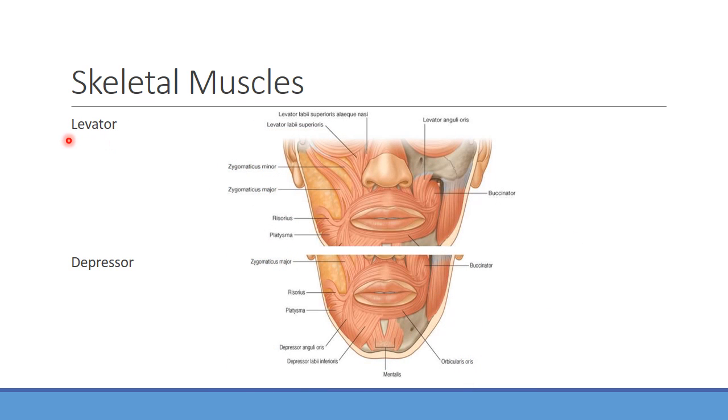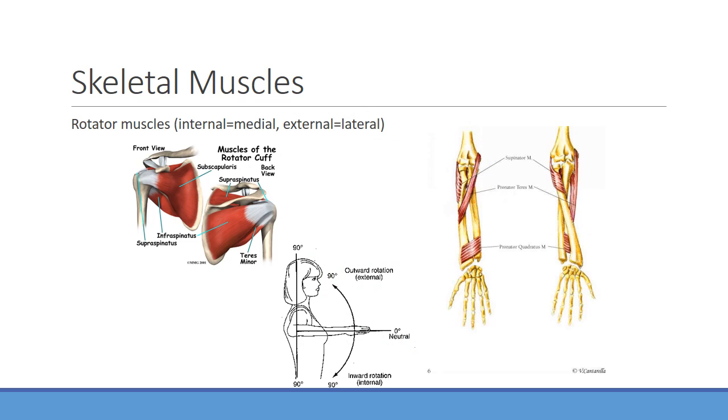We have the levators, which you can see is going to be raising muscles up there, and then depressors, which will be moving it down. And then the rotator muscles, so either internal or external rotation there. So again, if you're having internal rotation, you'll be moving in versus out. So again, pretty straightforward there.